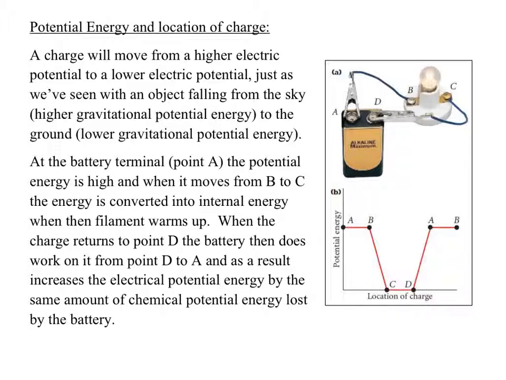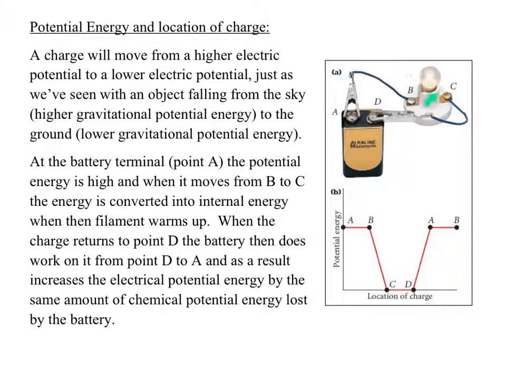Go ahead. A charge will move from a higher electric potential to a lower electric potential, just as we've seen with an object falling from the sky to the ground. Should I read the parentheses? That's okay. At the battery terminal, the potential energy is high, and when it moves from B to C, the energy is converted into internal energy.